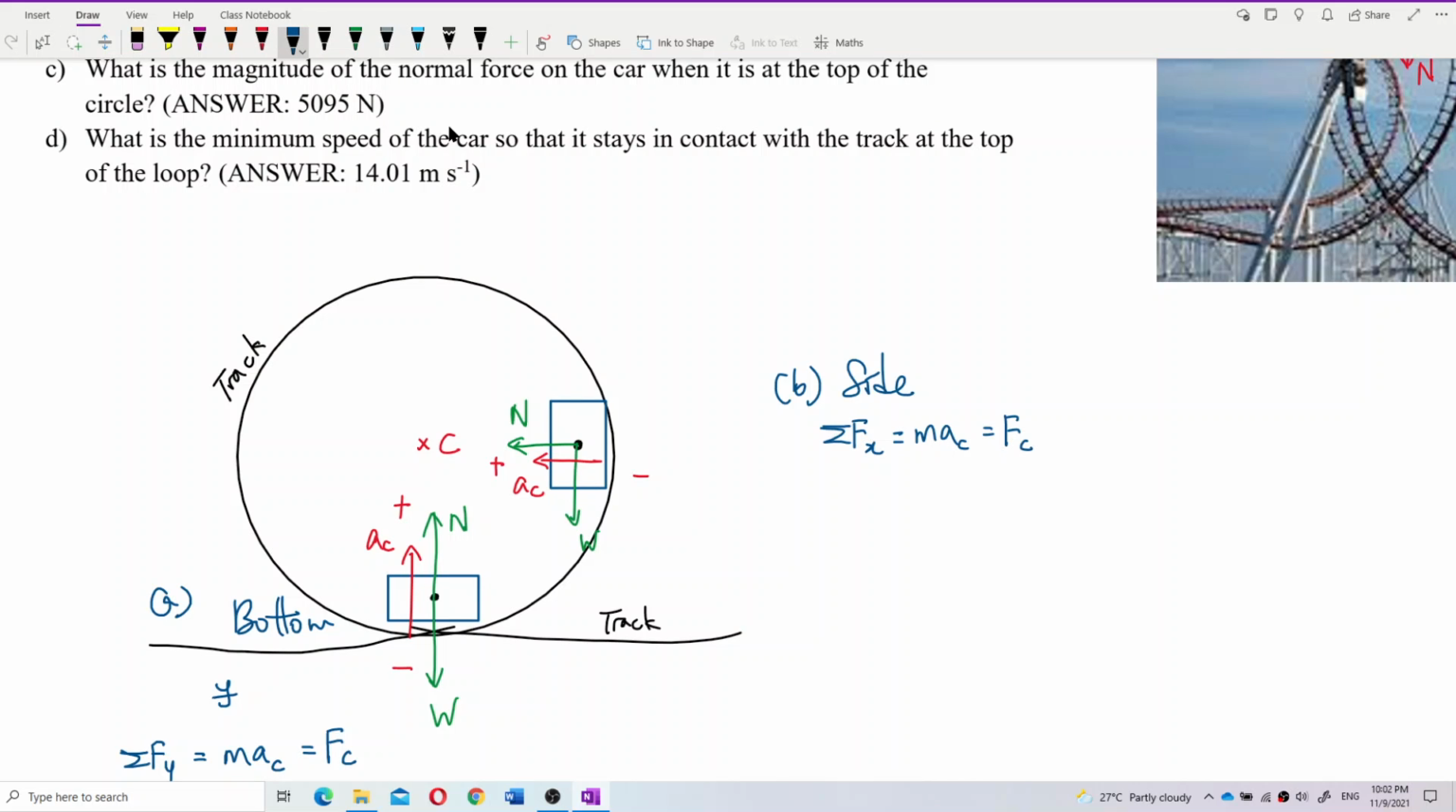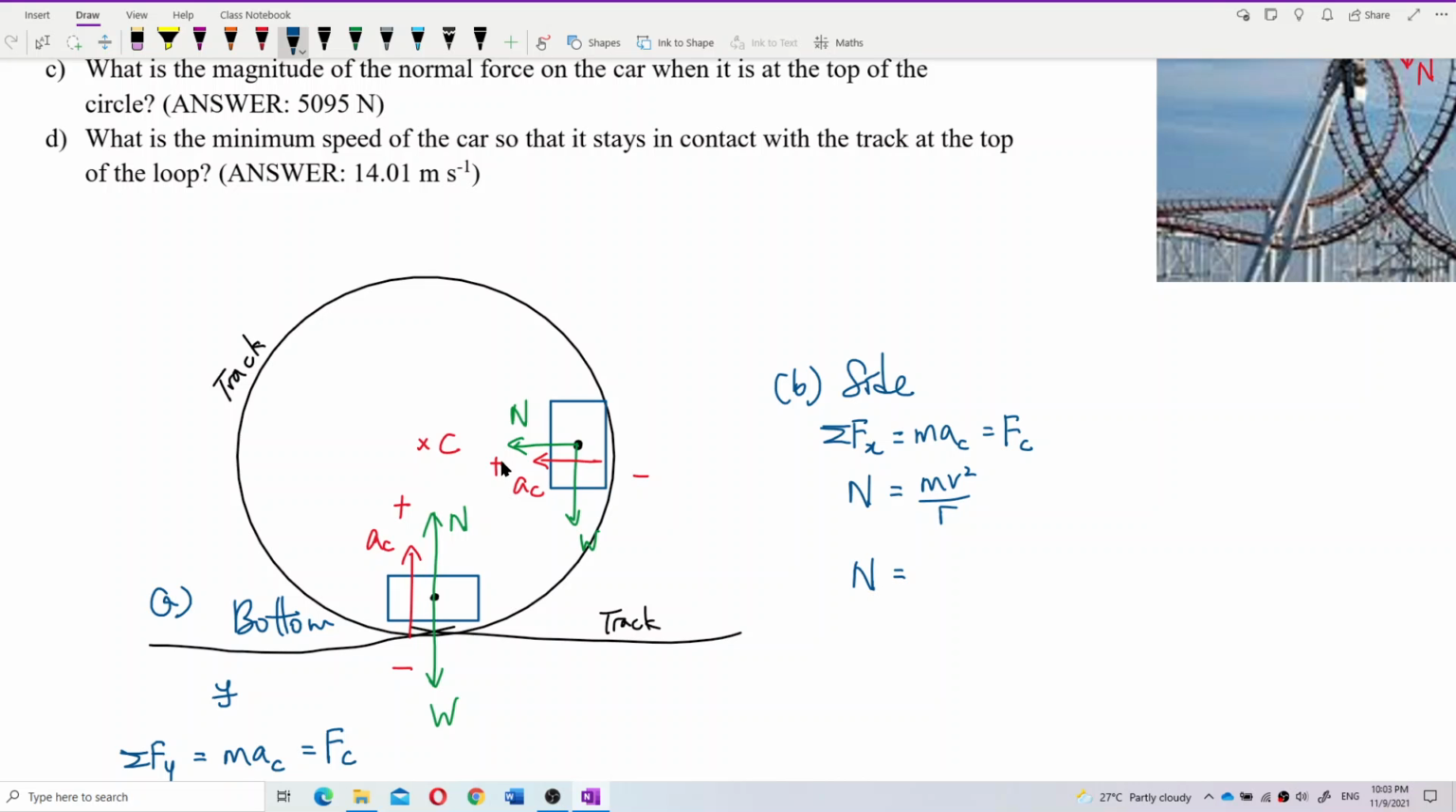So we have the normal force there in the x component. This normal force is positive because it follows acceleration, and a_c is v squared over r. So the normal force here is mv squared over r.